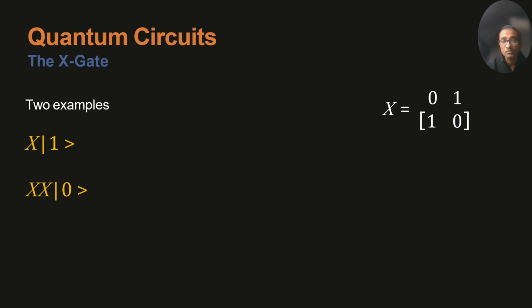Now we can extend this concept further. For example, now you can apply the X gate on the qubit state of 1, and you can also apply the X gate twice on the qubit state of 0. And what will we get? In the first case, it reverses the state of the qubit from 1 to 0, and in the second case, since we are applying it twice, we will end up at the original input from where we started, so from 0 to 1 to 0 again.